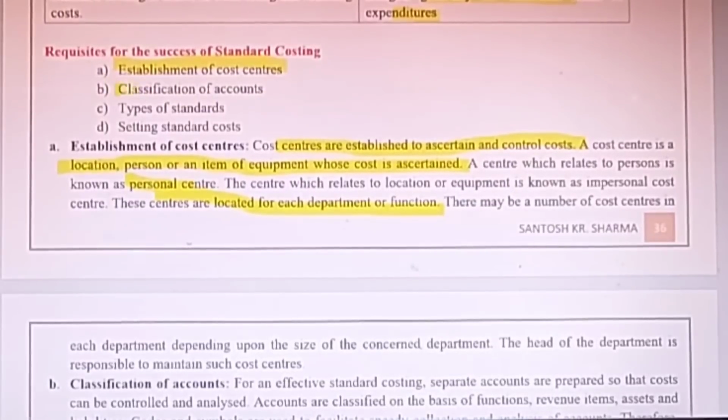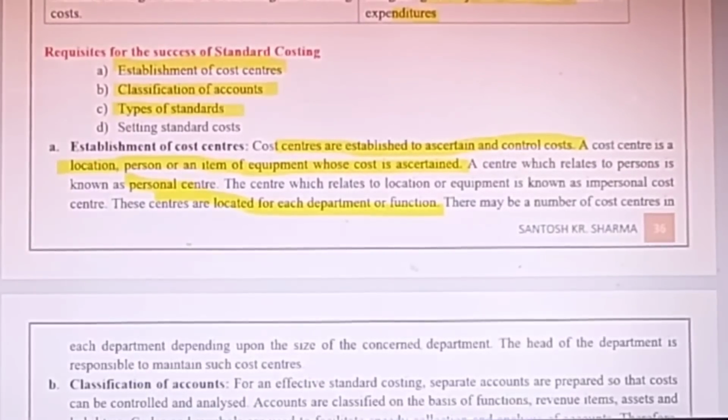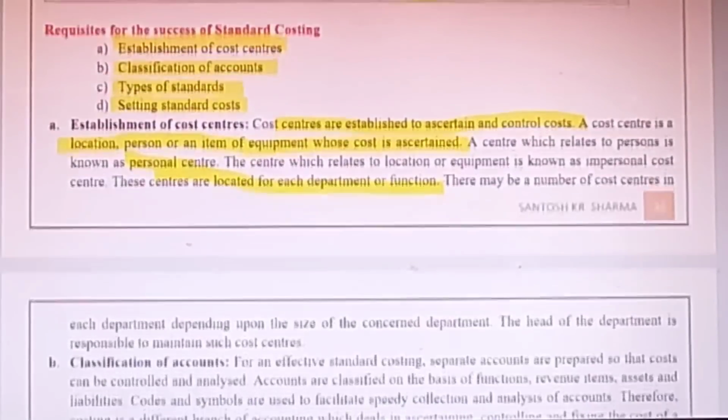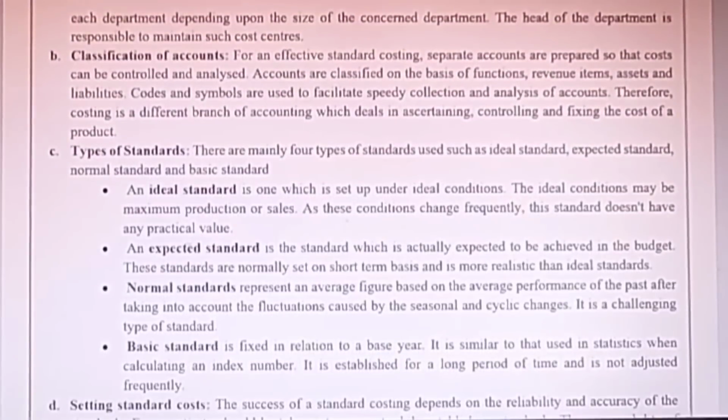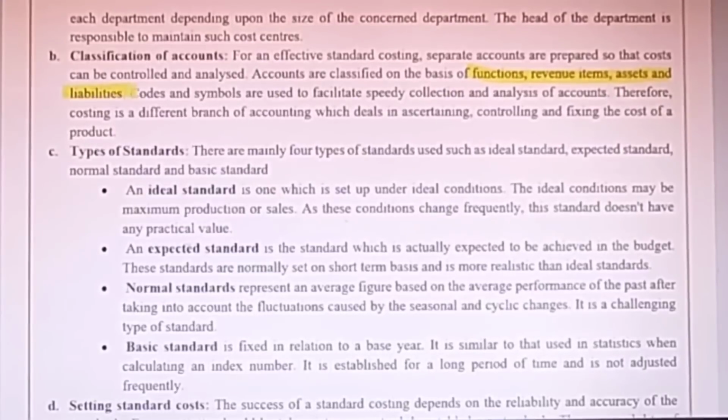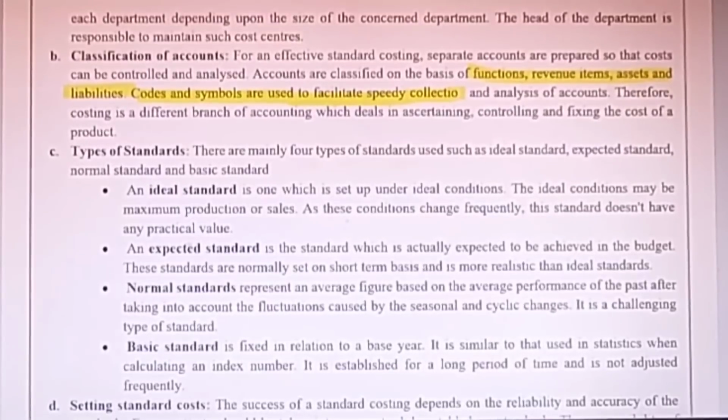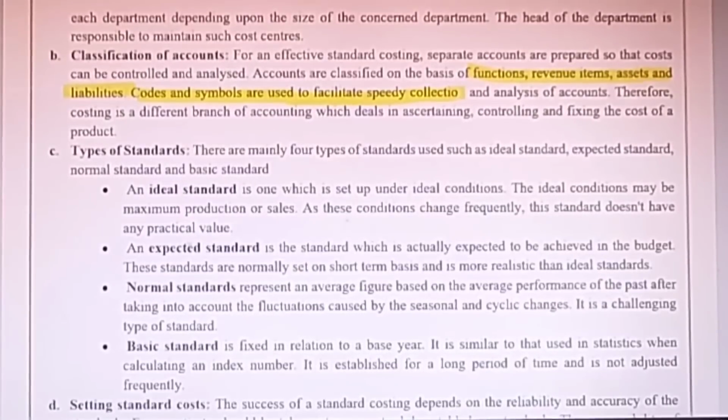Then we have a classification of accounts. This is important: different accounts are classified, and different types of standards should be set for different products, services and departments, and standard costs set. So these four requisites are important. In classification of accounts, we must classify accounts on the basis of functions, revenue, assets and liabilities, and codes and symbols may be used to facilitate speedy collection and analysis of accounts. So this should be done in standard costing.